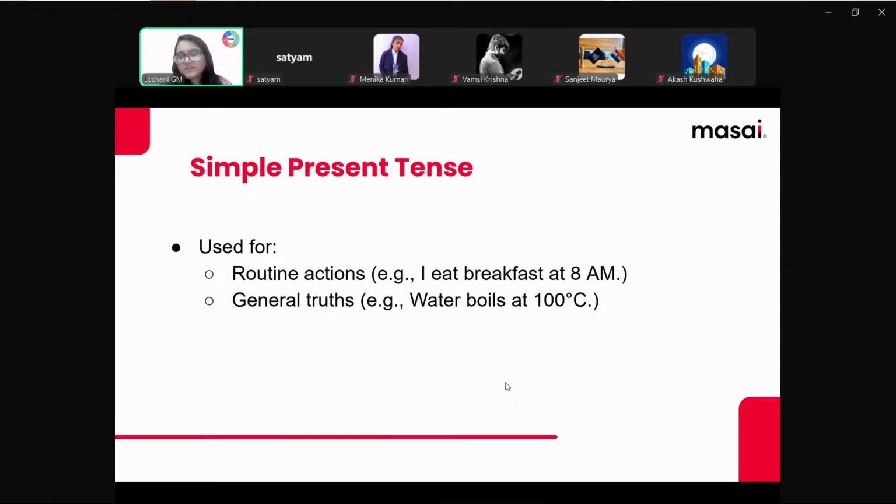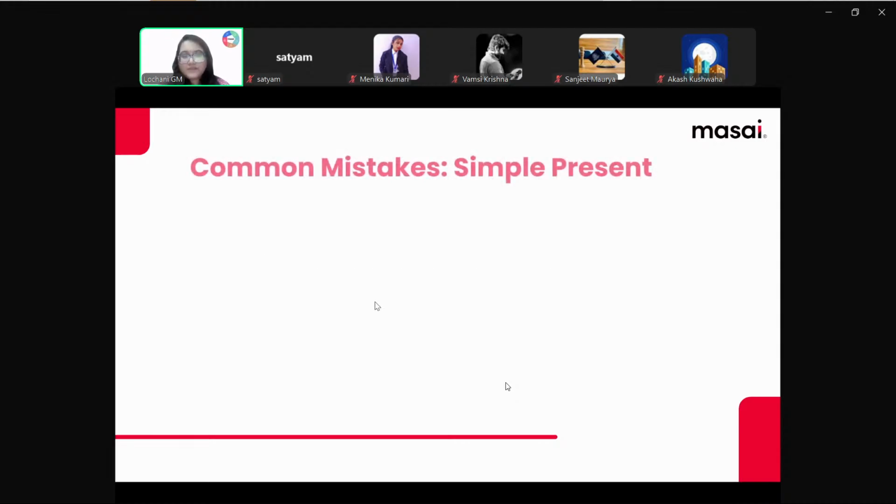Similarly, stars shine bright, or the earth revolves around the sun. So whenever you want to state any general truth, or whenever you want to talk about routine actions, that is when you use the simple present tense.